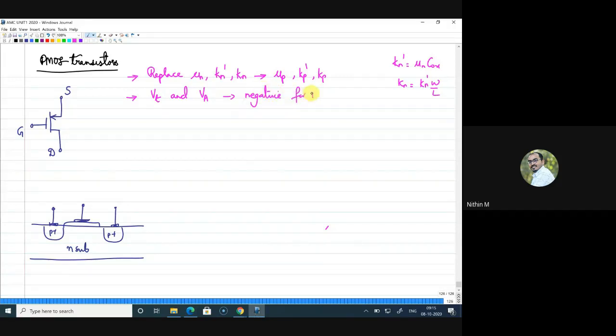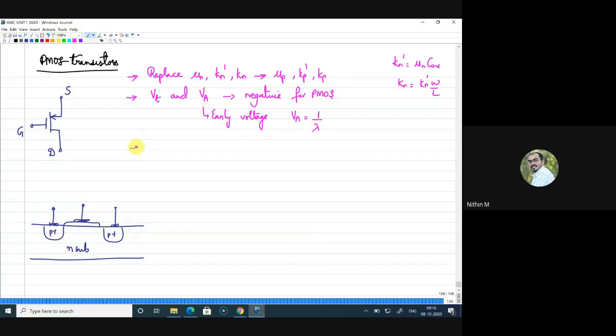Both are negative for PMOS. In the case of NMOS, threshold as well as VA is otherwise called early voltage, and VA is basically 1 by lambda. VA is inversely proportional to lambda, right? So both these quantities, threshold as well as early voltage, are negative for a PMOS.